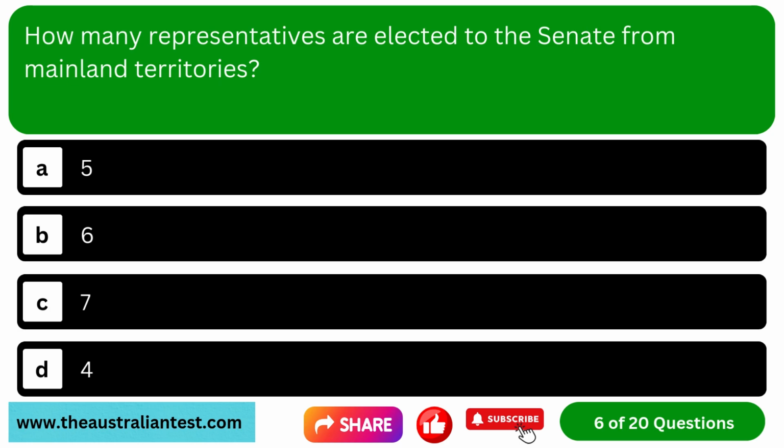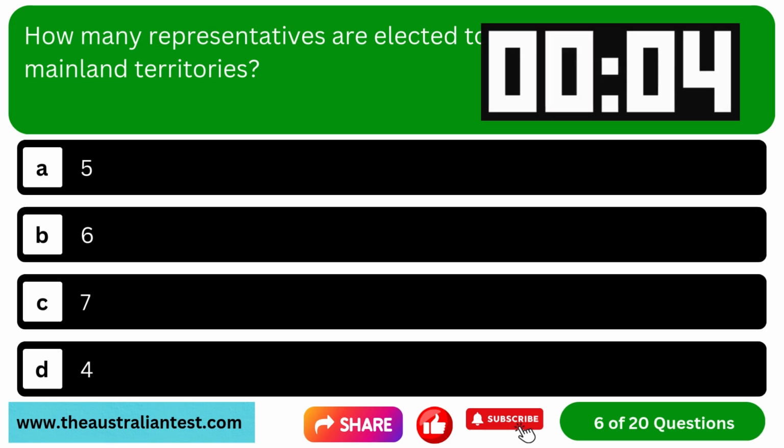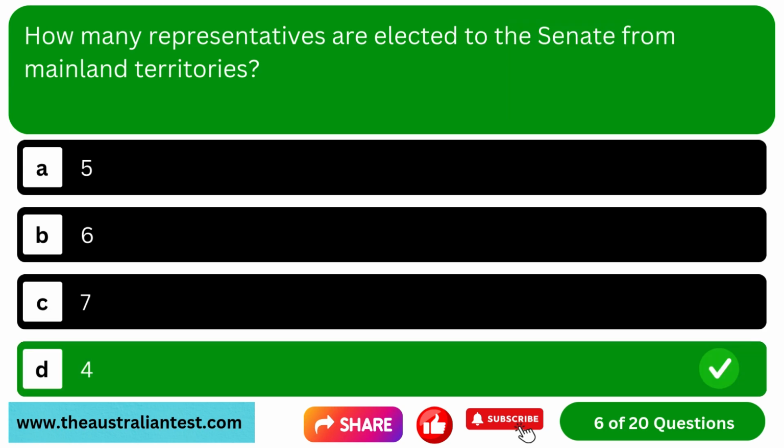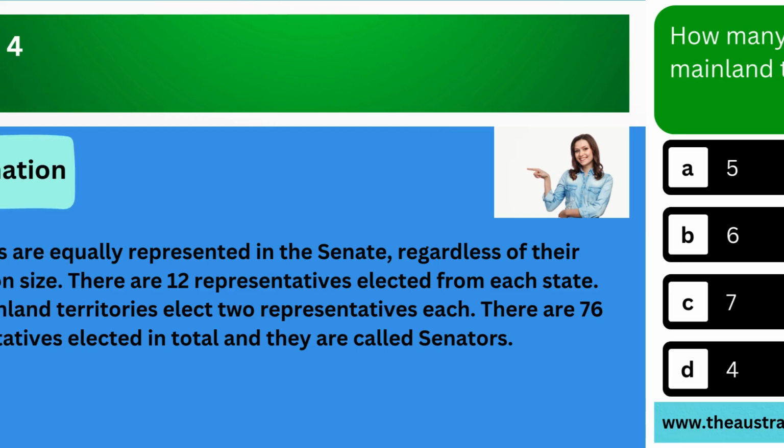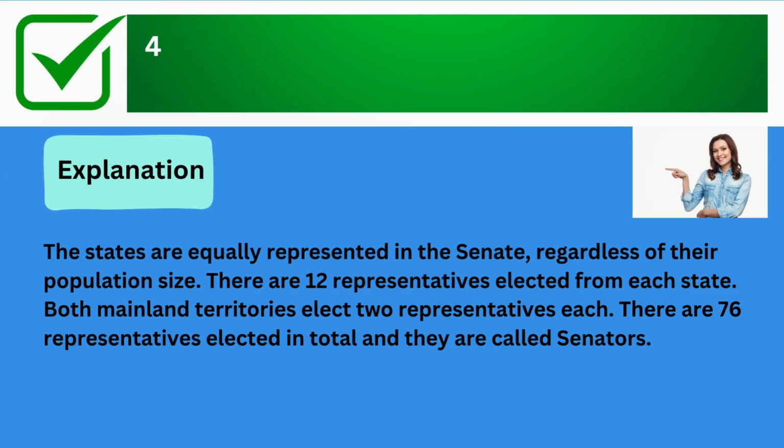Question 6. How many representatives are elected to the Senate from mainland territories? Option A, 5. Option B, 6. Option C, 7. Option D, 4. The correct answer is 4.